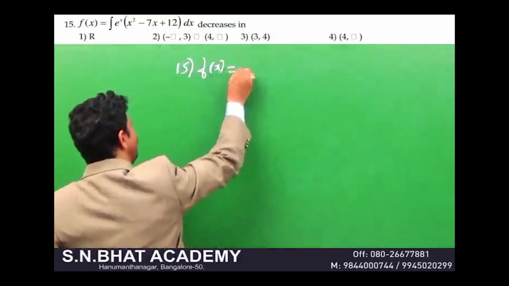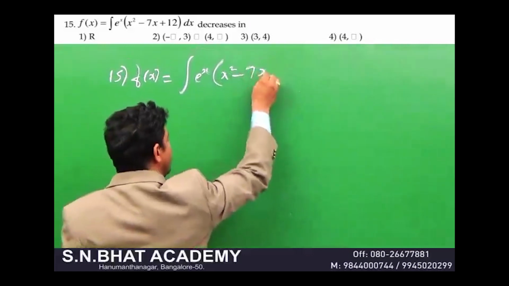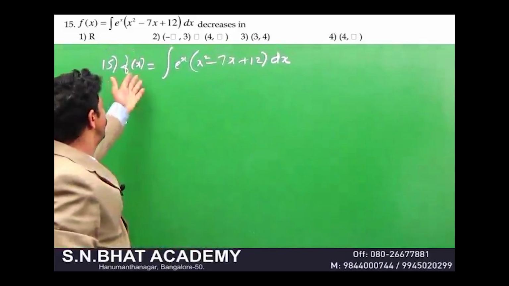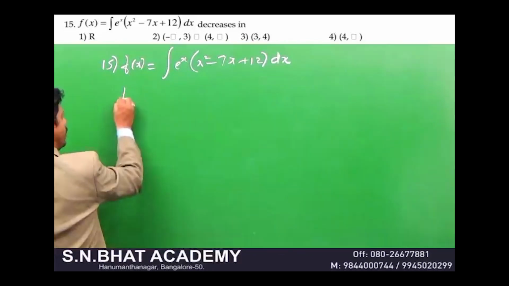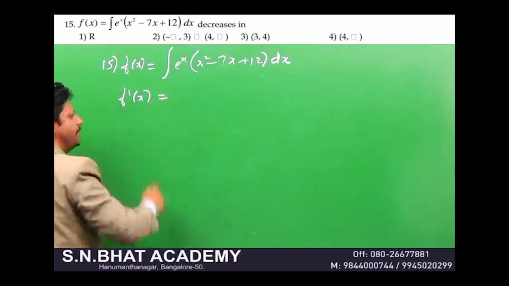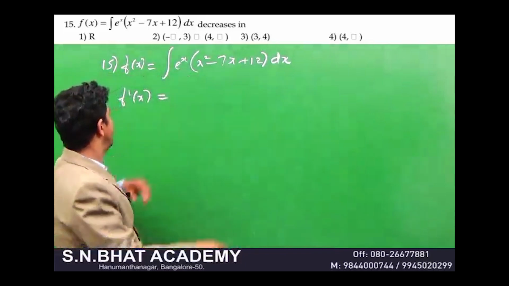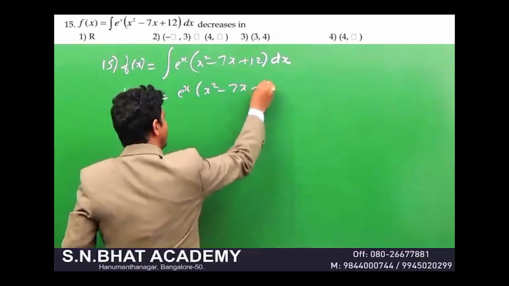Question number 15: f of x equal to the integral of e power x into x square minus 7x plus 12. We have to determine the interval where f of x strictly decreases. So for that we have to differentiate. Remember, differentiation and integration are reverse processes of each other. Therefore the derivative of f is given by e power x into x square minus 7x plus 12.